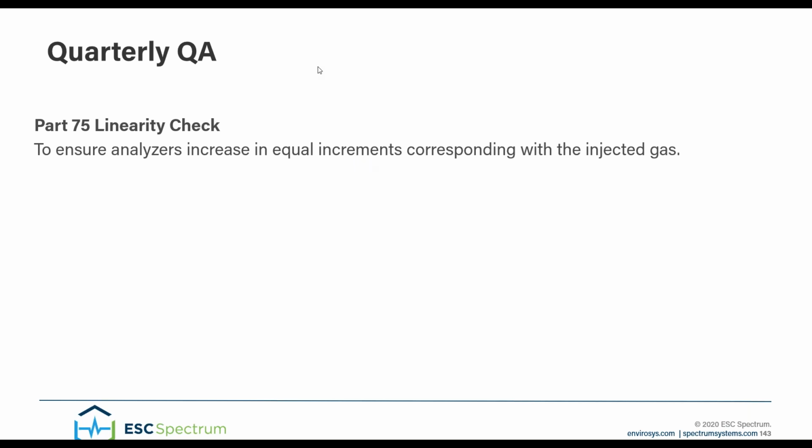When we talk about our quarterly QA, Part 75 does a linearity check, and the whole purpose behind this is to ensure that our analyzers increase in equal increments corresponding with the injected gas that we put into the system.